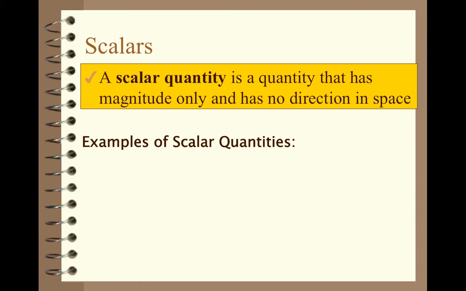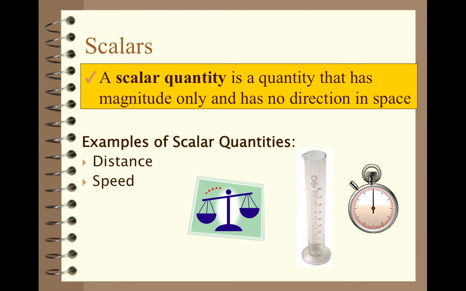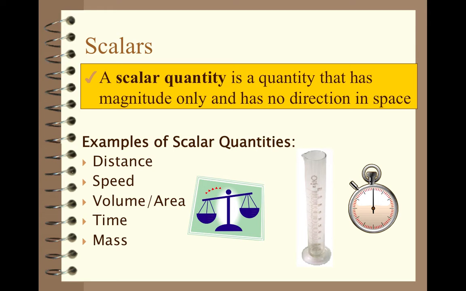Alright, so examples of scalars, some of the quantities that we talked about before, would be distance. We can look at speed. I gave you a couple other ones on there. So volume and area, time, mass, that might be it. Yeah, that's it.